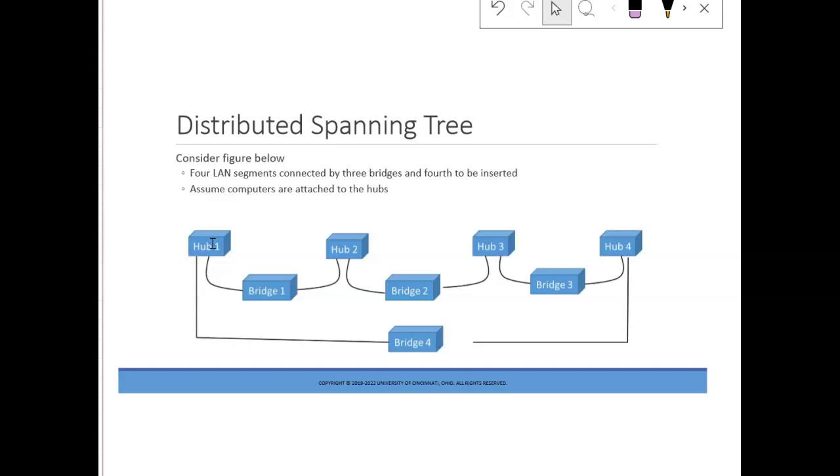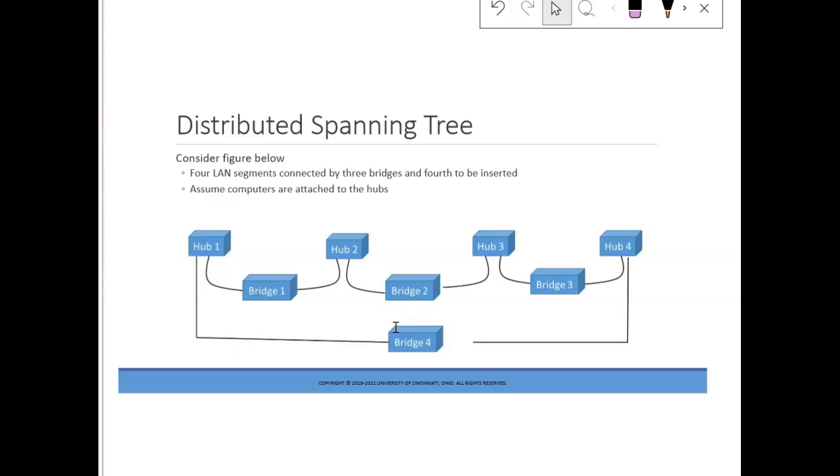The packet is sent to bridge 1, which sends it to hub 2, which sends it to bridge 2, which sends it to hub 3, to bridge 3, to hub 4, and then to bridge 4 and hub 1. Hub 1 sends the broadcast packet to bridge 4. Since bridge 4 only connects to hub 1, bridge 4 does not forward the packet.